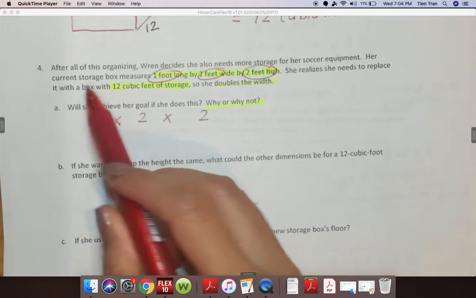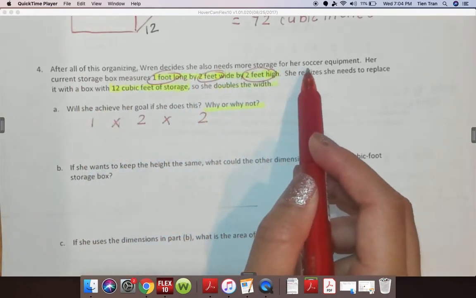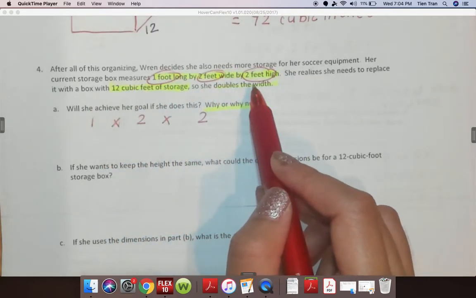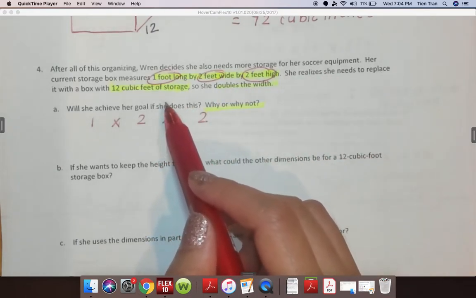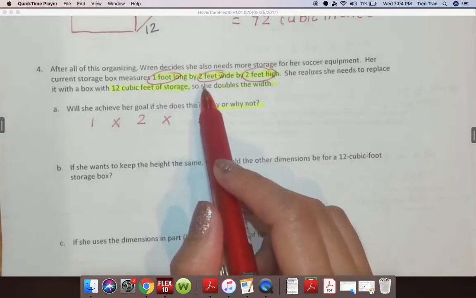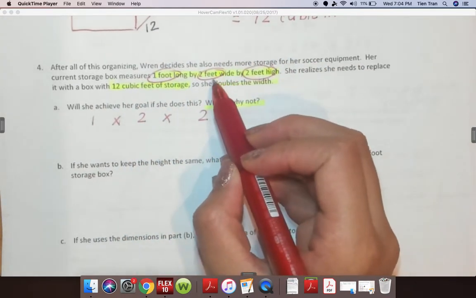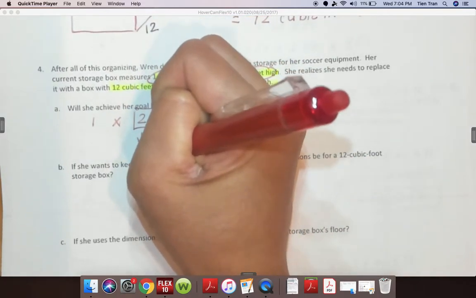After all this organizing, Ren decides she also needs more storage for her soccer equipment. Her current storage box measures 1 foot long by 2 feet wide by 2 feet high. She realizes she needs to replace it with a box with 12 cubic feet of storage, so she doubles the width. Oh, okay. So right here we know the width is 2, right? This is my width, and I'm going to double it to 4.